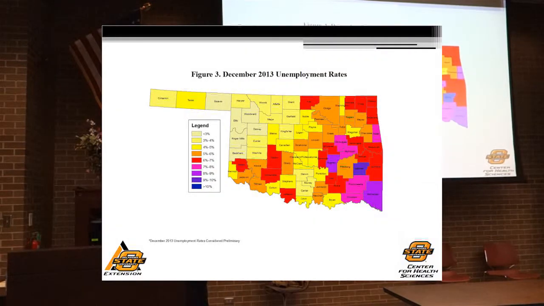And then December 2013, again, northwest Oklahoma, very low unemployment rates. The eastern side of Oklahoma, the highest rate is, I guess, Latimer County in that 9 to 10% range, but for the most part, northwest Oklahoma, still very low unemployment rates.